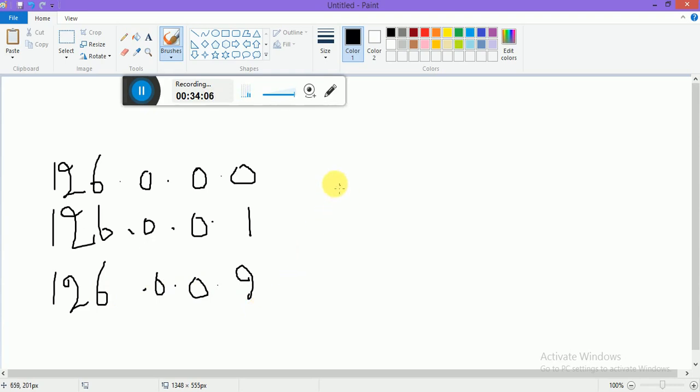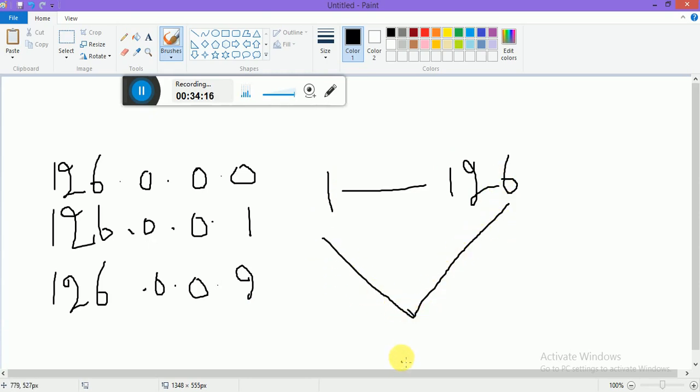Now you see, starting from network 1 all the way to the 126th network, in each network there are 16 million IP addresses. So this was a little bit about class A.